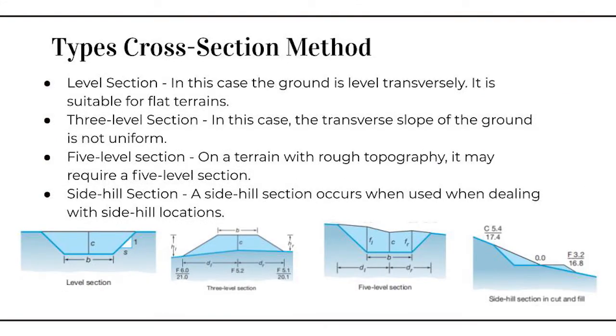Here are some of the types of cross-section method. First is the level section. This is used when ground is level transversely. This is suitable for flat terrains. Second is the three-level section. In this case, the transverse slope of the ground is not uniform. Next is the five-level section. This may apply on terrains with rough topography. And last is the side hill section. This is used when dealing with side hill locations.